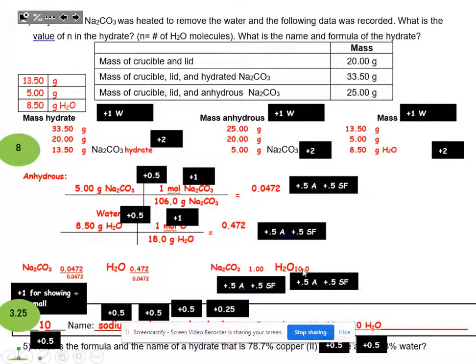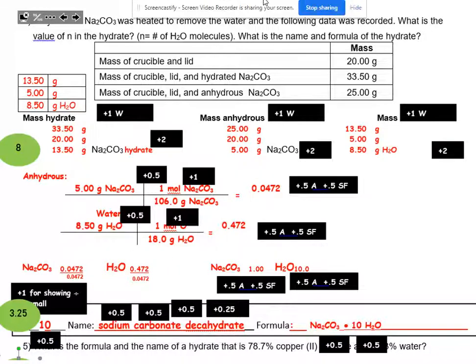Here's 1.00, 10.0. Both of them are 3 sig figs. When it comes to the answer, N is 10. Sodium carbonate does not need a Roman numeral. Decahydrate. Na2CO3.10H2O is your formula.